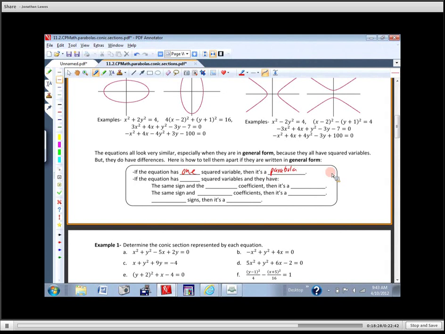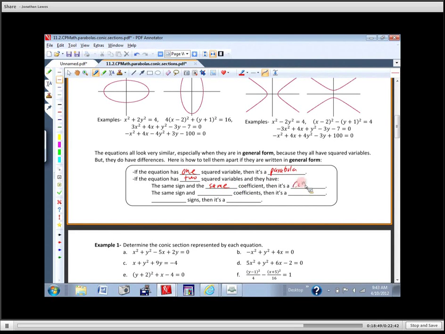Now these next couple depend on it being in general form. They've got to be on the same side. Okay? If it has two squared variables, and they have the same sign and the same coefficient, then what would it be? Then it's going to be a circle.